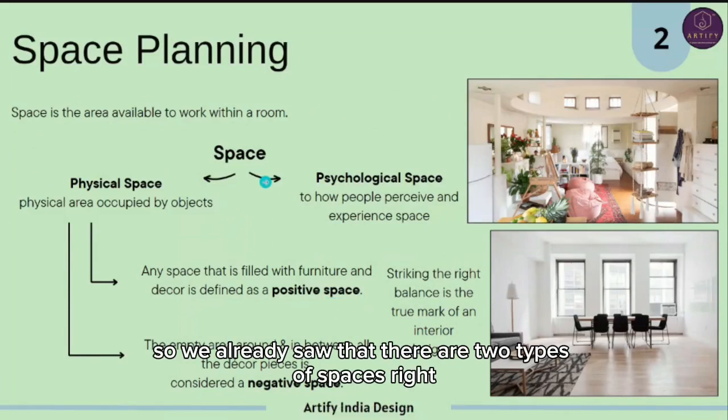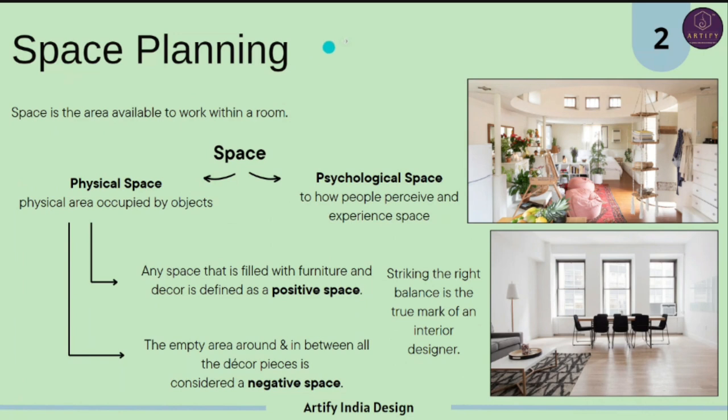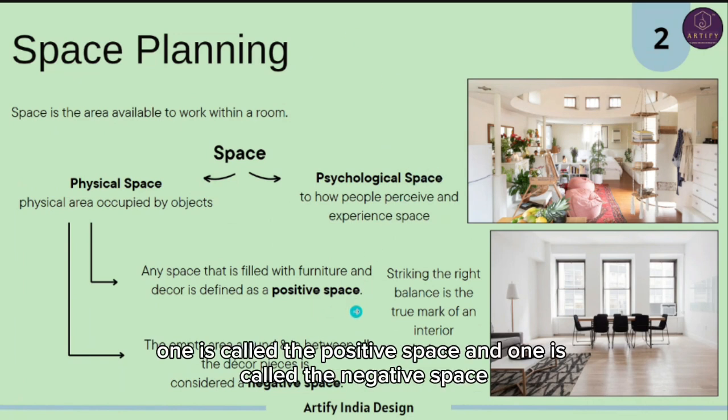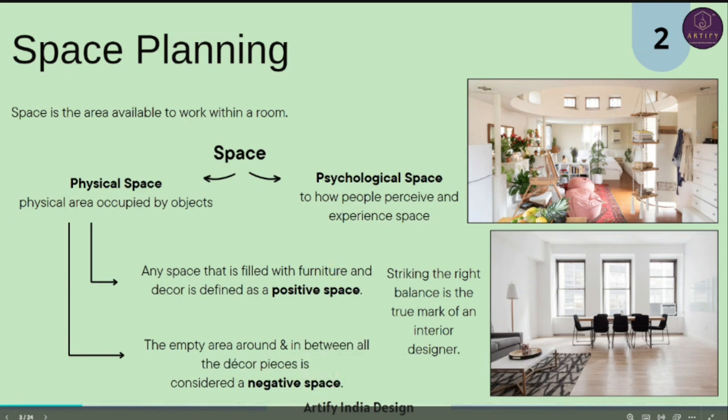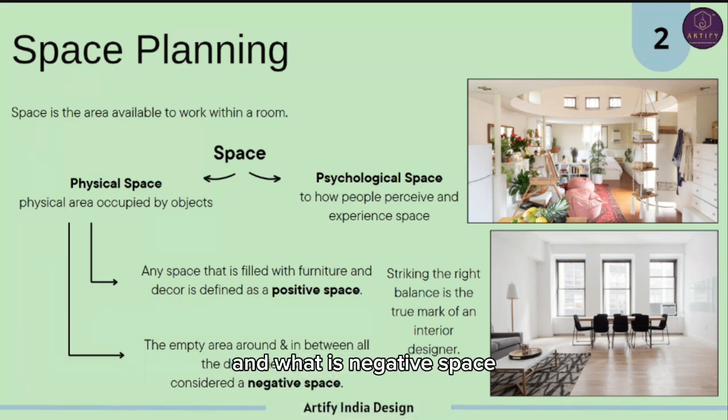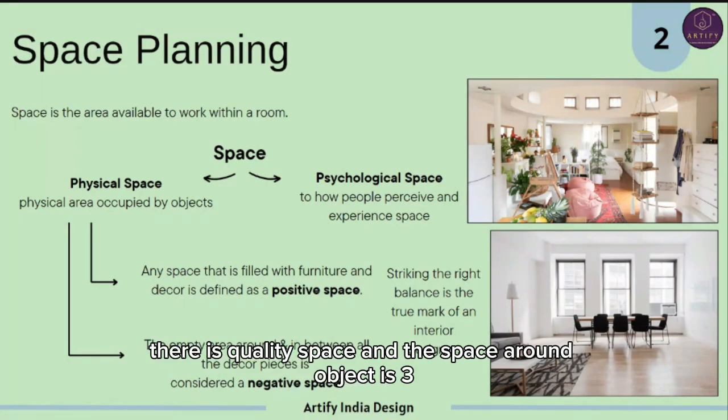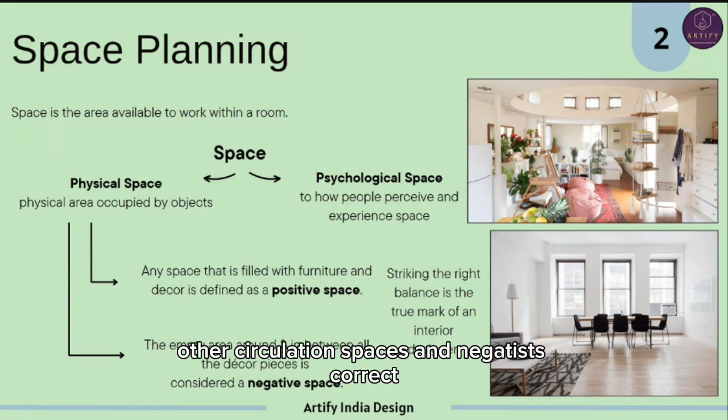So we already saw that there are two types of spaces, right? One is called the positive space and one is called the negative space. Can someone tell me what is positive space and what is negative space? The space where furniture or an object is kept is a positive space, and the space around the object which is free, or circulation space, is a negative space.